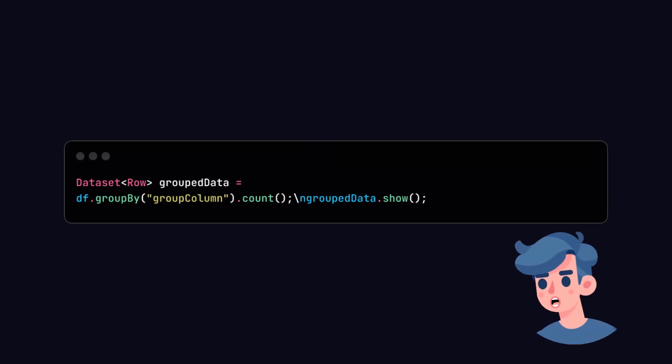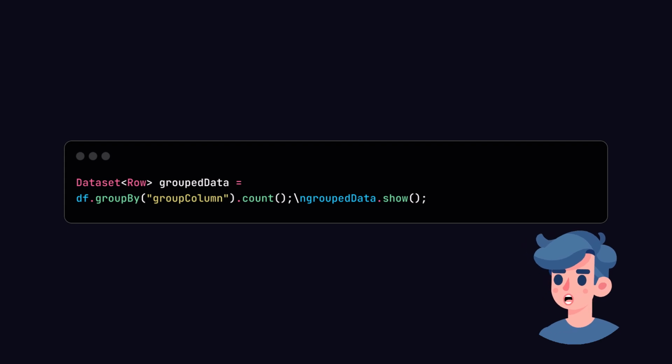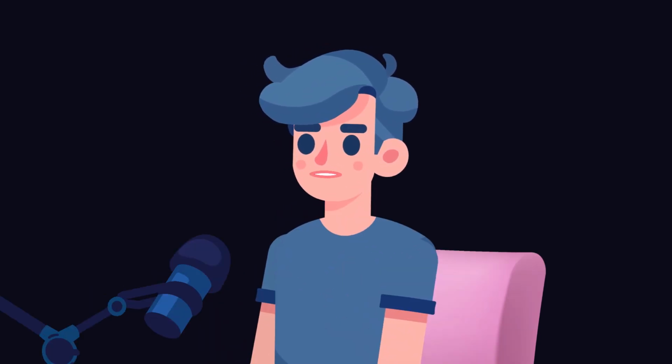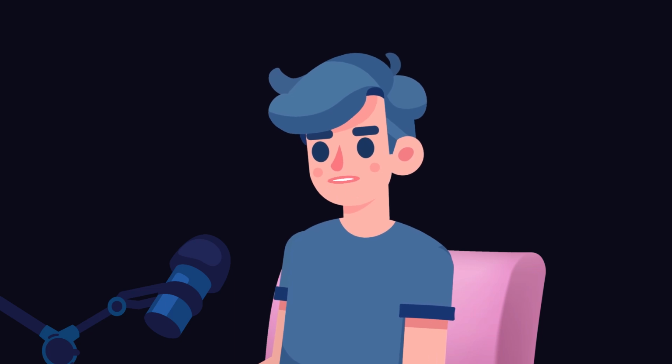Next, we can aggregate our data. Let's say we want to group our data by a particular column and count the occurrences. Following the filter operation, add. In this code, group column should be replaced with the column you want to group by. The count function counts the number of occurrences of each unique value in that column.